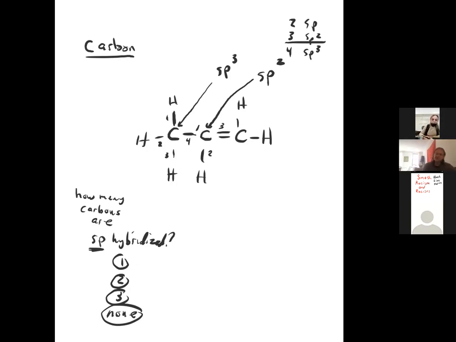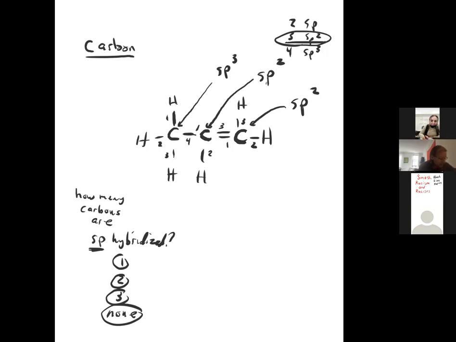So far, no sp. The last one here, it's got 1. There's a double bond. There's 2, and there's 3, right? So that's sp2, right? That one's also sp2. In fact, if you have 2 carbon atoms and they're double bonded to each other, and they just have hydrogens attached to them or carbons, they're going to be the same hybridization. So these are both sp2.